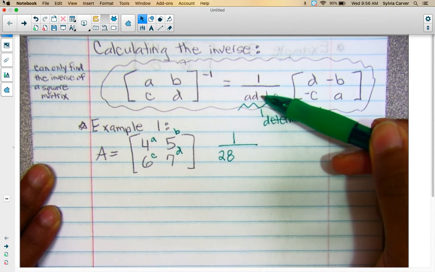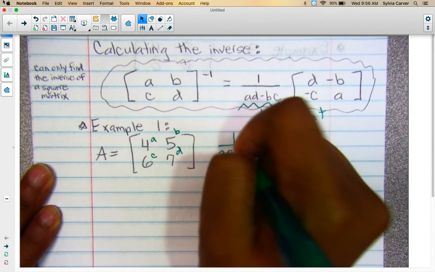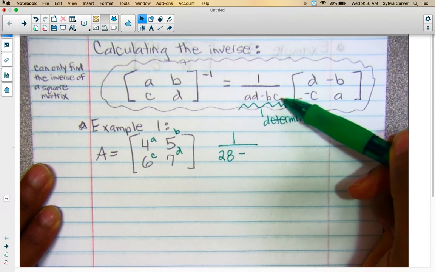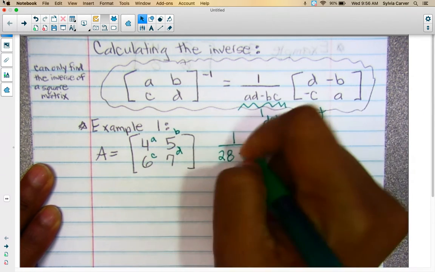So again, I follow the formula. It says to do A times D. 4 times 7 is 28. Minus, now it says to do B times C. 5 times 6 is 30.